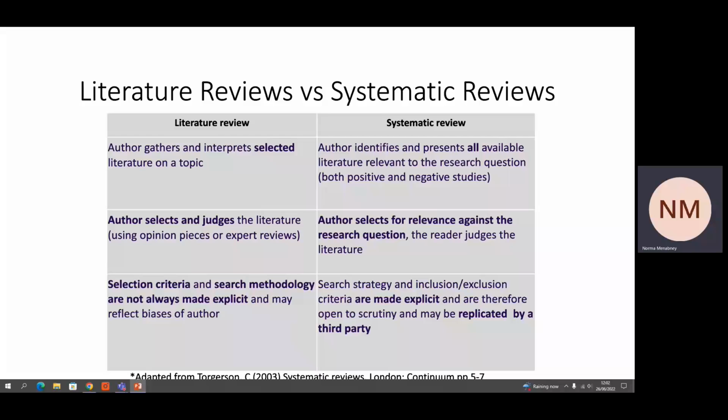In a standard literature review, the selection criteria and search methodology are not always made explicit, and therefore may reflect the biases of the author. In other words, the reader cannot see what was found versus what was presented. In a systematic review, the search criteria and inclusion, exclusion criteria are made explicit. They are clearly presented in the written work, and therefore they're open to scrutiny and may also be replicated by a third party.